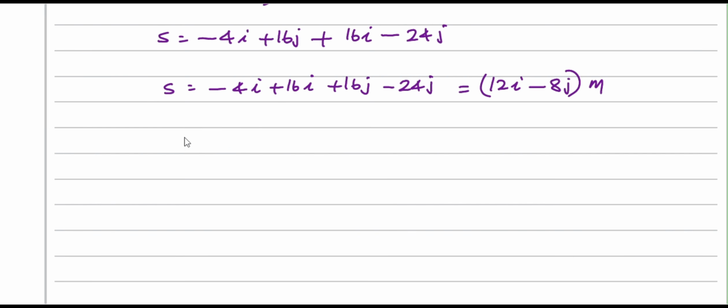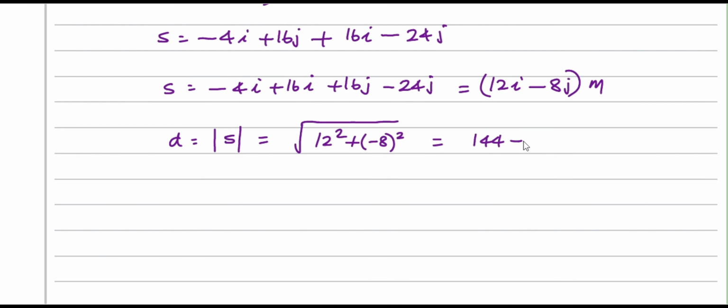But the question wants us to find the distance. Distance is equal to the modulus of the displacement. That is equal to the square root of 12 squared plus minus 8 squared, which is equal to the square root of 144 plus 64, which is the square root of 208, and that's equal to 4 root 13 meters.